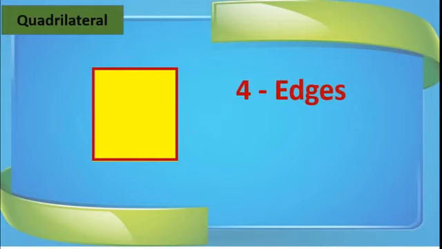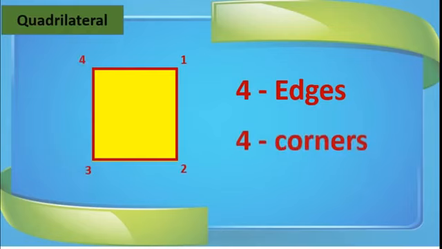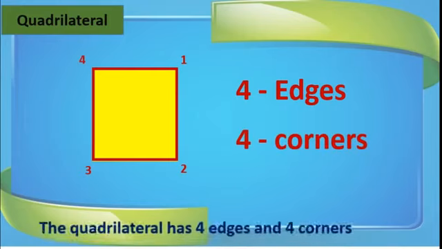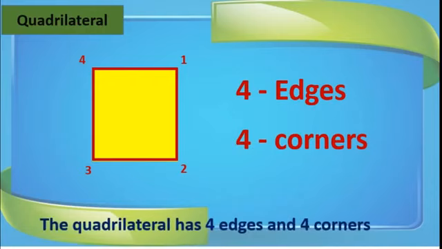Now we will count the corners. See, this is the corner. You know the meaning of the corner. That is the joint. This is the first one, here second, third, fourth. See, here we can write it has 4 corners. Now the statement we can write like this: the quadrilateral has 4 edges and 4 corners, and this is fixed.